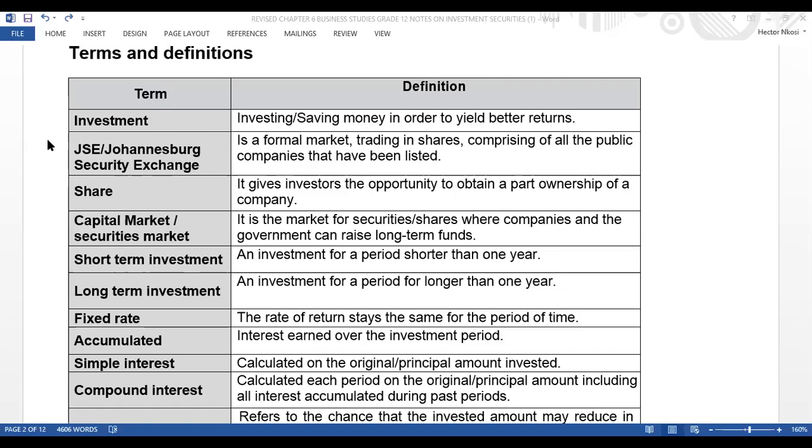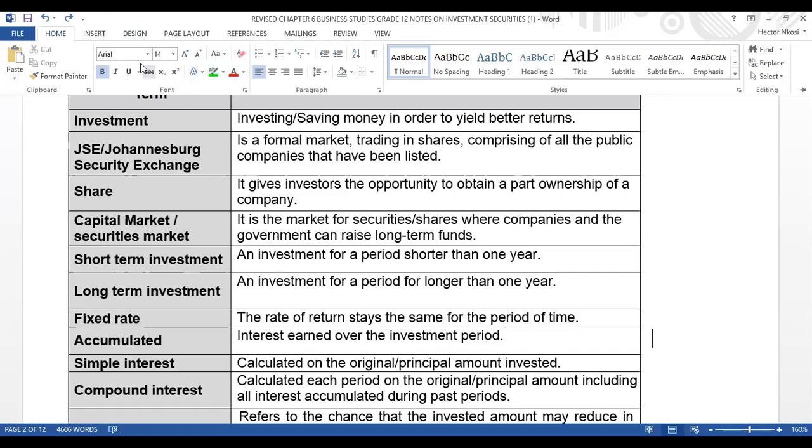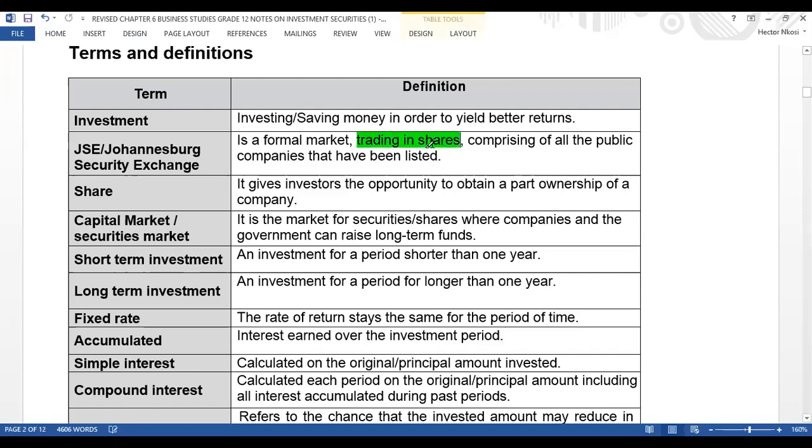Now, let's look at the second term, your JSE. JSE stands for Johannesburg Security Exchange, or Johannesburg Stock Exchange, it's the same thing. So security and stock work the same, you know. It is a formal market trading in shares. Very good, right? Very important. I'm used to teaching in class, so that's why I say very good. Basically, I wanted to say very important. Trading in shares comprises all public companies that have been listed. Very important. So it is a formal market.